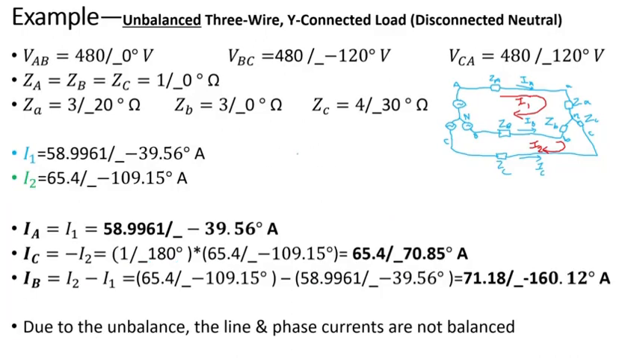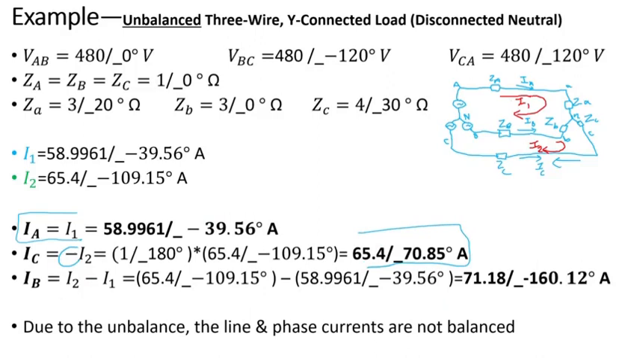Now, what I'm really after is the line currents, I, A, B, C, all uppercase. So if I go back here, I1 is just equal to IA, which is here. So that's easy. Then IC is kind of flowing opposite to I2. So that's why I added a negative sign here. So it's negative I2. So you get this value here.